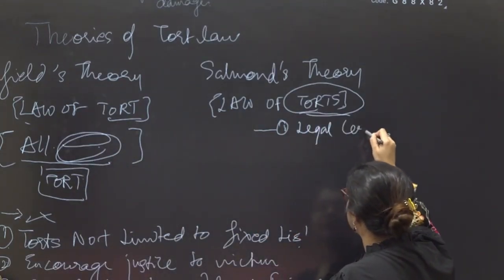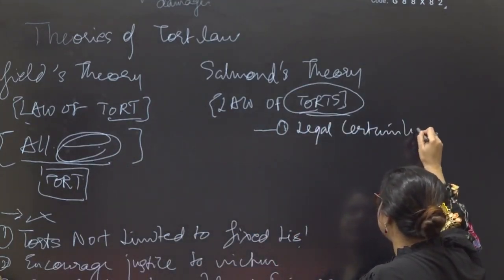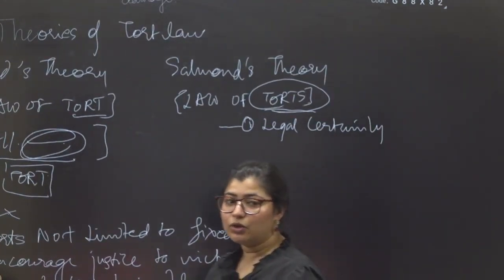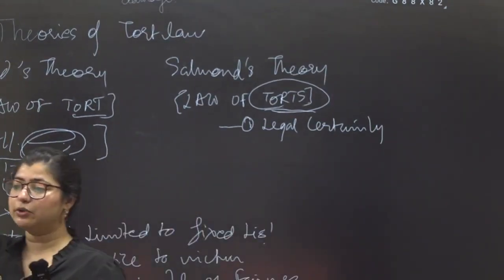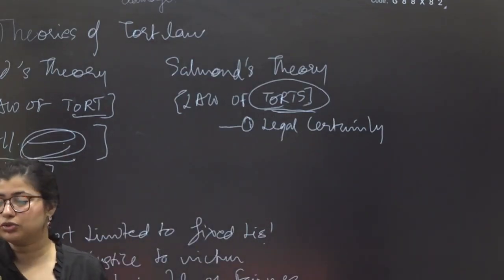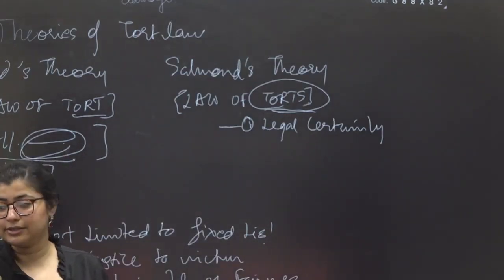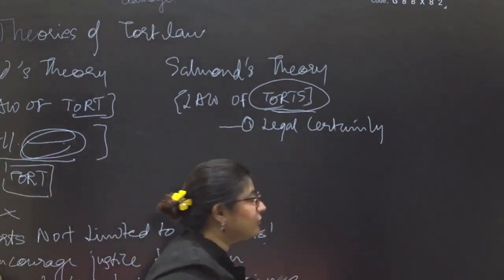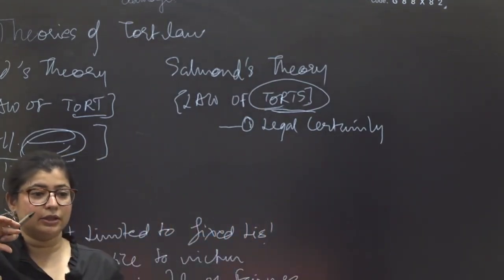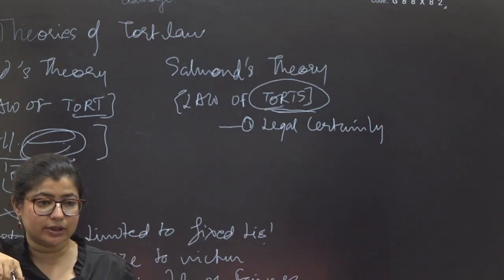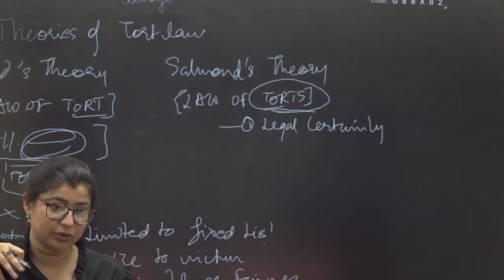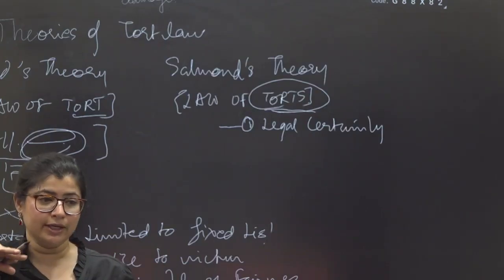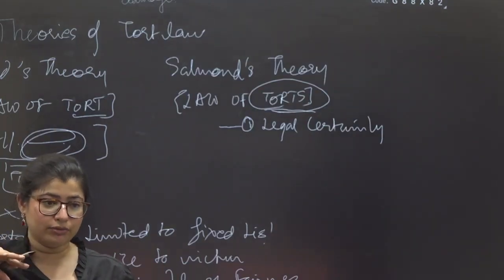He says, if we include everything, then there will not be legal certainty. Law should not be open-ended. You cannot say you will include everything. There should be a fixed list. That's what Salmond is saying. Second, he is saying only well-defined wrongs should be included in the law of torts, like negligence, defamation, only these should be actionable. We cannot say everything will be included in your law of torts.